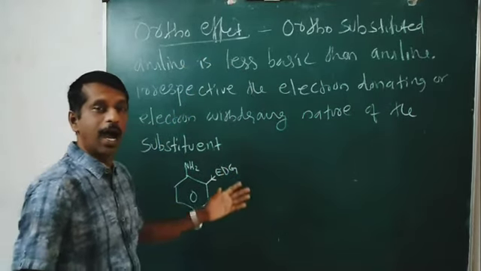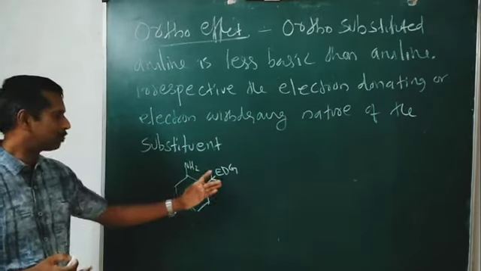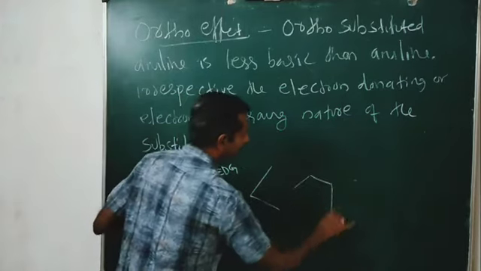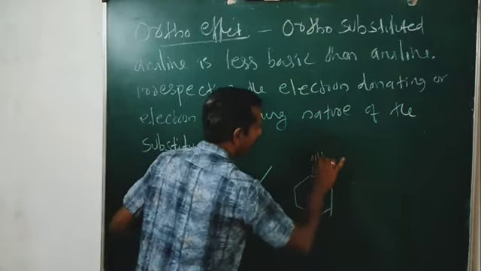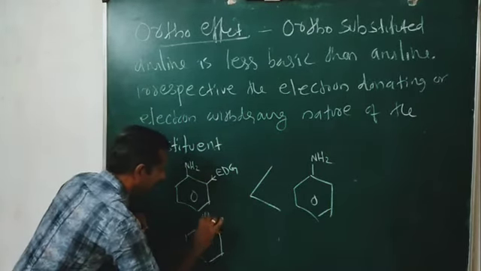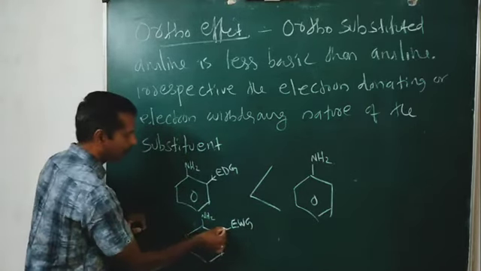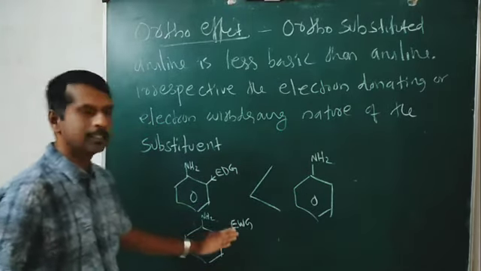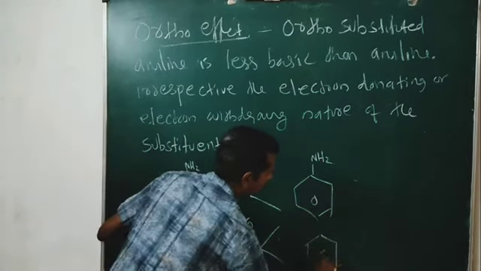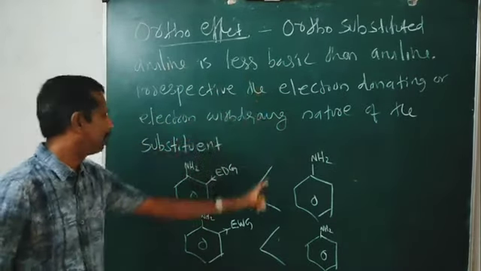Suppose if the electron donating group is at the ortho position, then what is happening? If the substituent is at the ortho position, then this will be less basic than our aniline. And similarly, whether it is electron withdrawing group EWG or electron donating group, irrespective of the nature of the substituent, this is always less basic than aniline. This is what is called ortho effect.